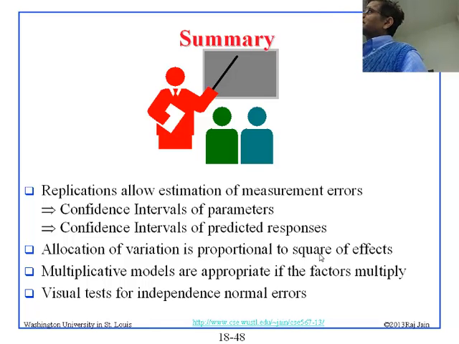Replications allow estimation of the measurement errors. That's the key part. Now with the errors, you can do the confidence intervals, for the predictions, for the parameters, for the contrasts. And then we also learned the visual tests, and then we learned about the multiplicative models.